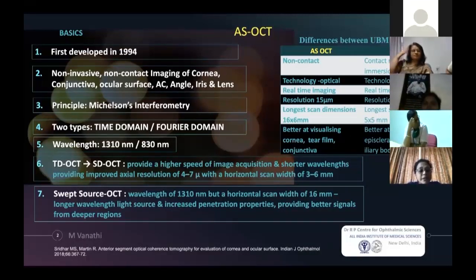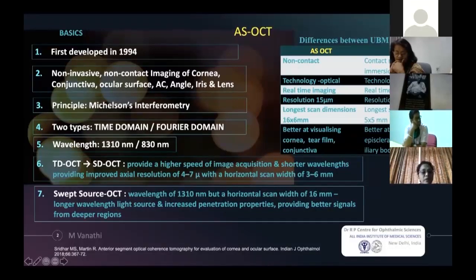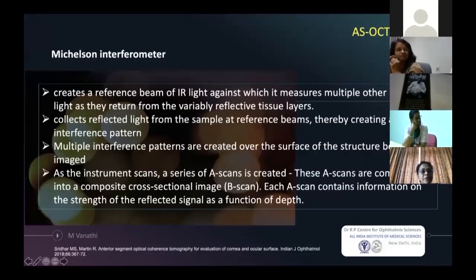The wavelengths which are used are 1310 nanometers and 830 nanometers. The typical, the commonly used anterior segment OCT devices use the longer wavelength, that is 1310. And those devices which have enabled retinal functions use the shorter wavelength, the near infrared 830 nanometers, for the imaging purpose. So what's the Michelson's interferometer principle?